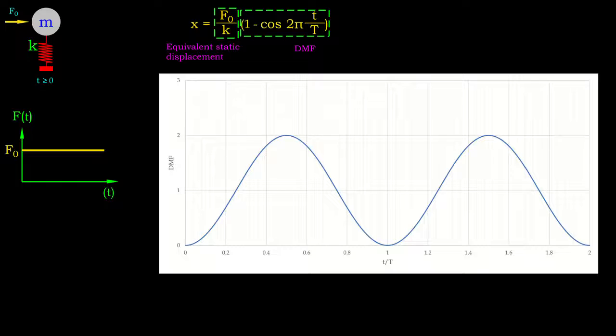The displacement response of the system is 0 when the time instance is a multiple of the system period. Conversely, the response is maximum at the time of 0.5T, 1.5T, and so on. A DMF of 2 denotes the displacement of the system under impact load is twice as much as the displacement induced when it is subjected to a static load of the same magnitude.